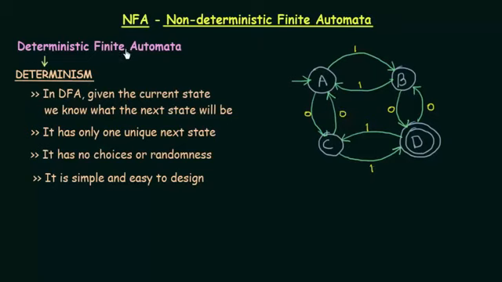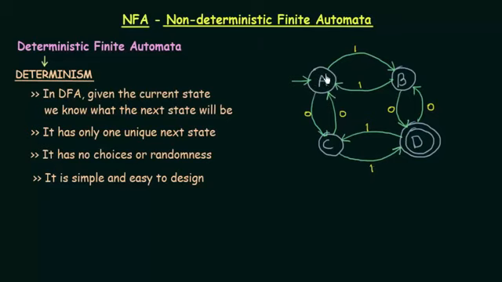The word deterministic comes from the word determinism. So from the word itself we should understand that it is already determined, or we have an assurance. And of what do we have an assurance? In a DFA, given the current state, we know what the next state will be. What does it mean? Suppose we are focusing on state A. Given the current state A, we know what the next state will be.